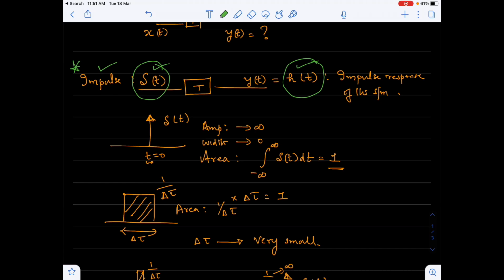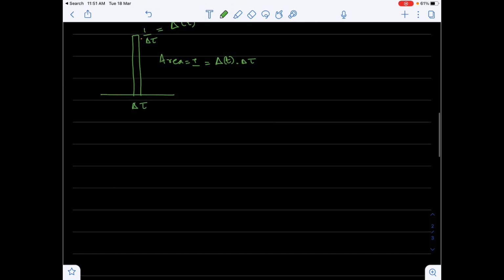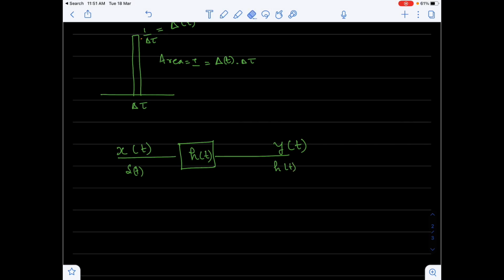Now, instead of using this block for representing the system, we will use this h of t for representing the system. That means we know this response. So I can call my system the system with impulse response h of t, and my input is x of t and the output is y of t. Right now my system has the input x of t and output y of t. Now if I give delta t as the input, I will get h of t as the output. That is obvious, we have already seen it. That is the definition of h of t.